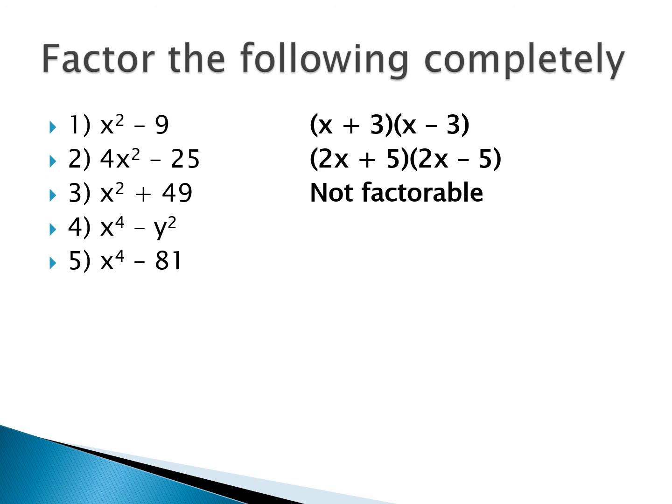Now this next one here, x squared and 49 are both perfect squares. However, it's not factorable because it's not the difference of those two. It's a plus 49. So we just write not factorable. If you wrote this out, there's not two numbers to multiply to get positive 49 to add to get 0x. It does not work. It's not factorable.